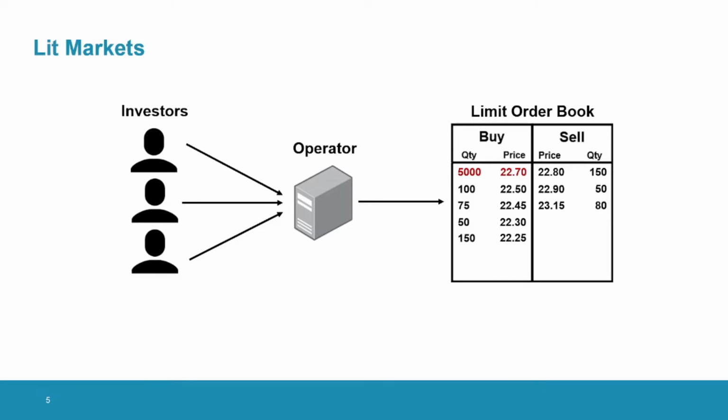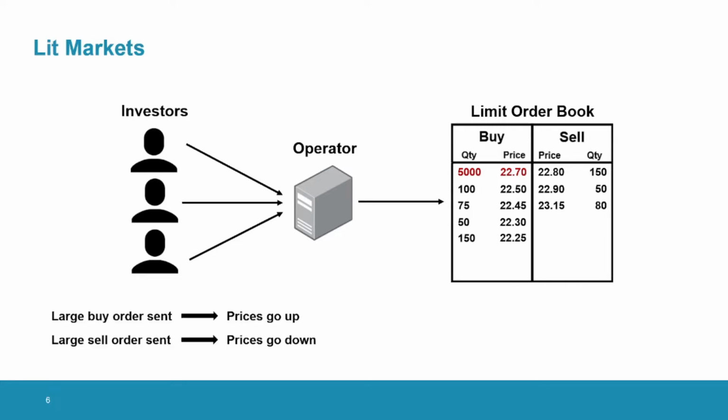And if anyone wants to buy some of this stock in the meantime, they will have to provide a better price. And because of this, whenever a large buy order is submitted, prices will tend to go up. And the other way around, whenever a large sell order is submitted, prices will tend to go down. This effect is known as price impact, and it can actually be quite costly for large volume investors.